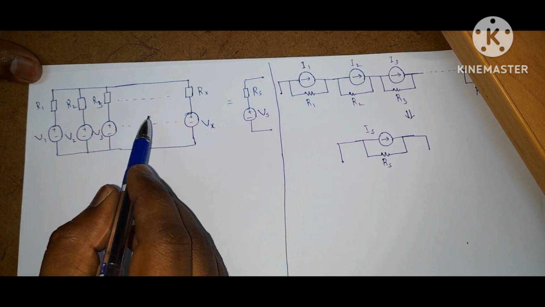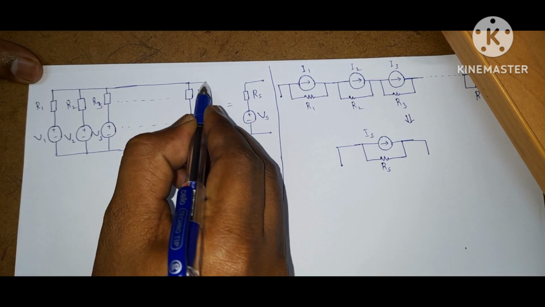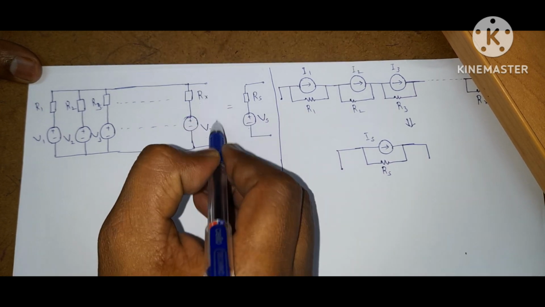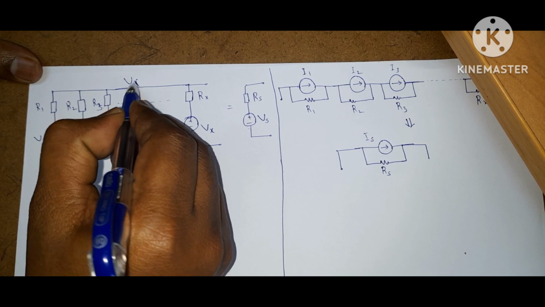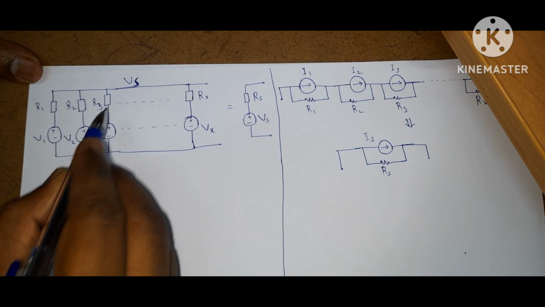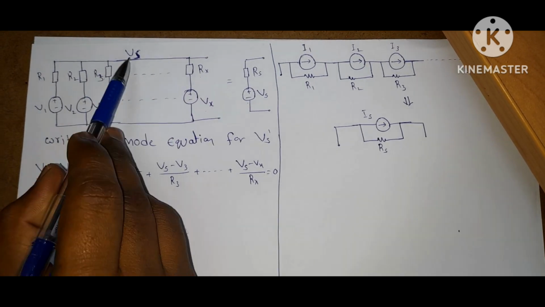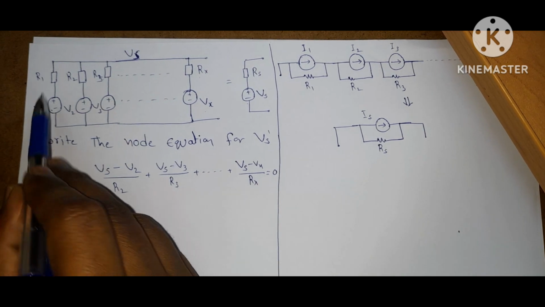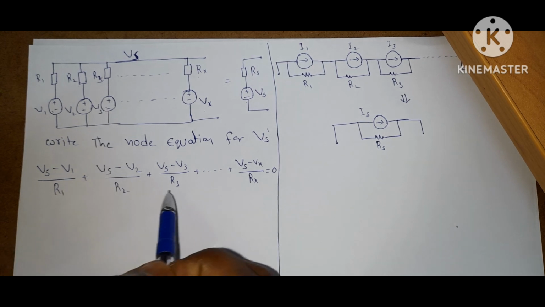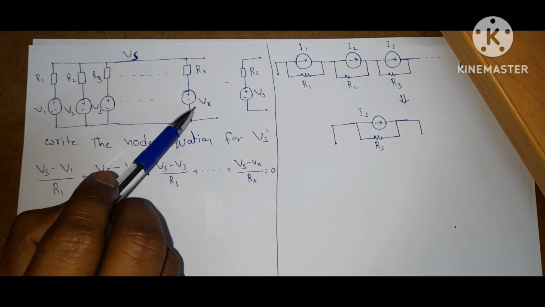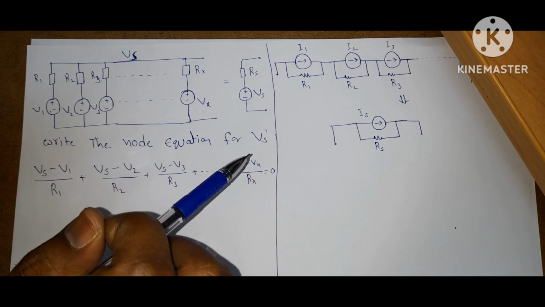Now, what is the Thevenin voltage? Apply nodal analysis. Let it be Vs. Or you can take this is open circuit. So open circuit voltage means this node voltage. So let it be Vx. So Vs. If you write the node equation for Vs, then you will get like this. Vs minus V1 by R1, Vs minus V2 by R2, Vs minus V3 by R3 and so on, Vs minus Vx by Rx equal to 0.